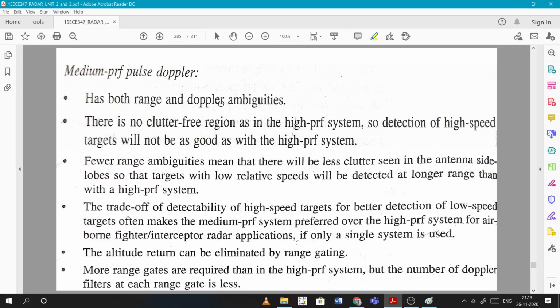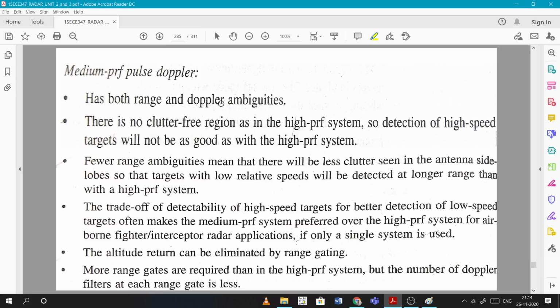airborne fighters, because the targets that are being detected by these helicopters or fighters are much slower compared to the speeds of the platform, right? So they mostly use this medium PRF only, because the detecting ability for these medium and low speed targets is best for medium PRF pulse Doppler.